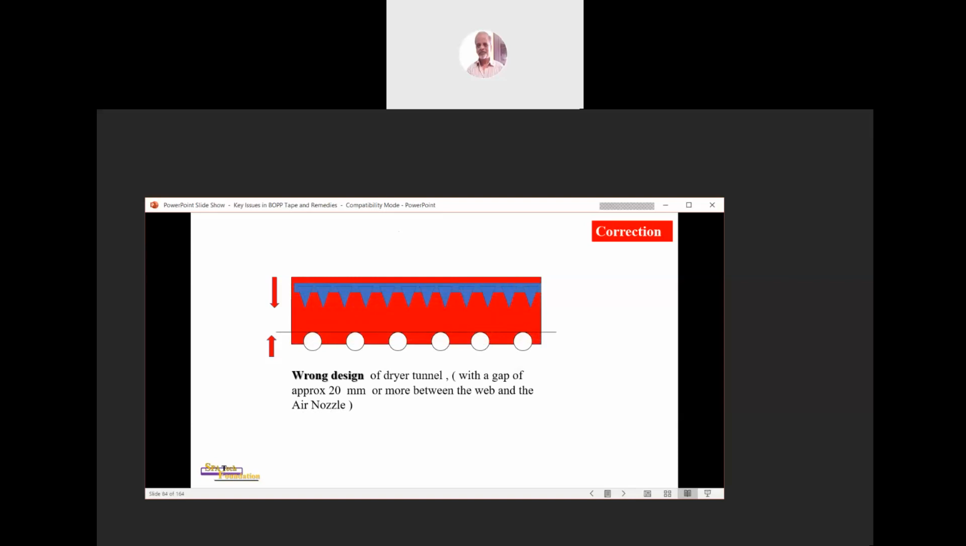If you have a design like this, you can imagine that 50% of the hot air turns up and is exhausted. So the actual hot air available for drying is minimized to a great extent, which affects the drying efficiency.